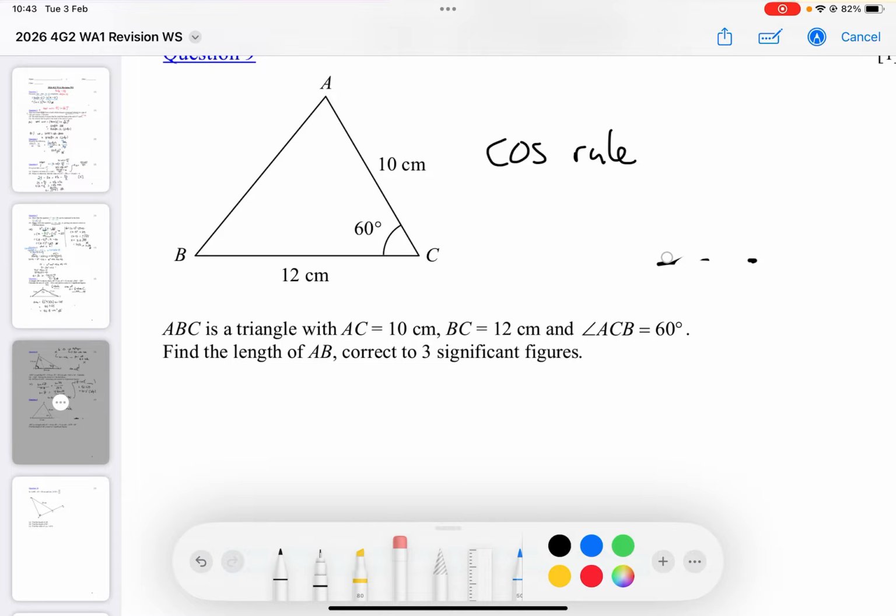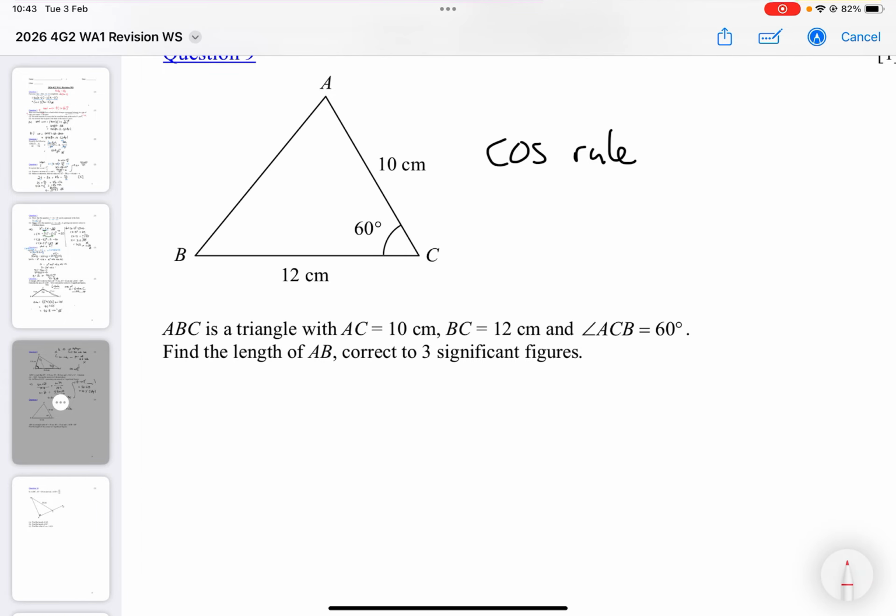Then to use the cosine rule, I go to my formula at the front. This is something you remember; if you don't remember, never mind. The cosine rule says a square equals b square plus c square minus 2bc cosine A. Everyone knows this formula, but the important thing is how to use it, what values to put where.